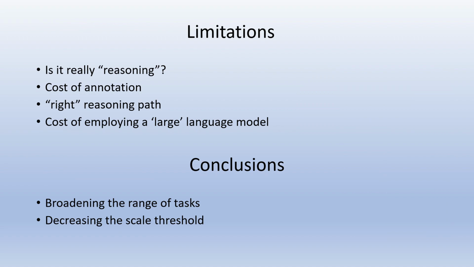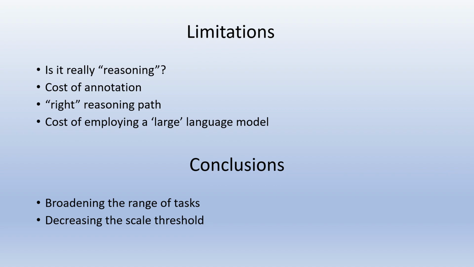Finally, let us come to the limitations and the conclusions. Some of the limitations, or rather questions that we ask, are: since chain of thought prompting is kind of emulating the way a human being thinks, is the model really reasoning on its own, or is it just simply imitating or emulating the human thought process? There's no direct answer for this, and more research has to be performed.